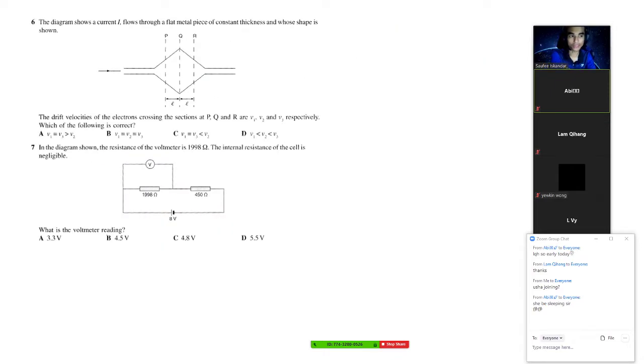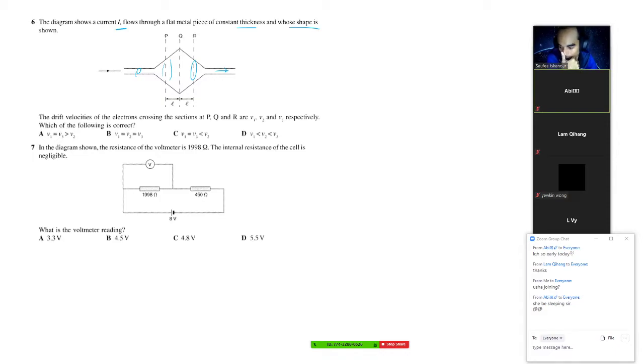Question number six. I think this is easy, right? The diagram shows a current flowing through a flat metal piece of constant thickness, and the shape is shown. It has a small area, then a bigger area, the area increases and then goes back smaller to its original cross-sectional area. The drift velocities of the electrons at P, Q, and R are V1, V2, and V3 respectively. Which is correct?